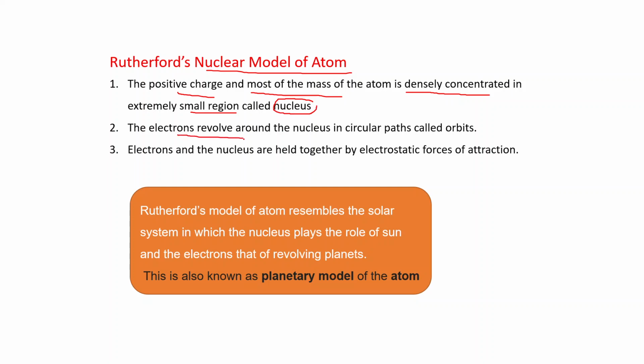The electrons revolve around the nucleus in circular paths called orbits. Electrons and the nucleus are held together by electrostatic forces of attraction. Rutherford's model of atom resembles the solar system. You are familiar with the solar system, in which the nucleus plays the role of the sun and the electrons that of revolving planets. This is also known as the planetary model of the atom.